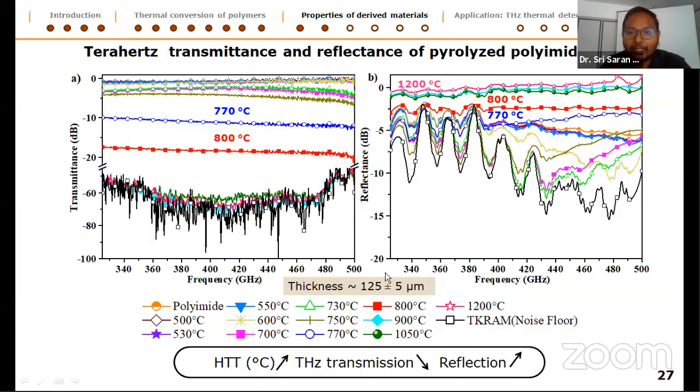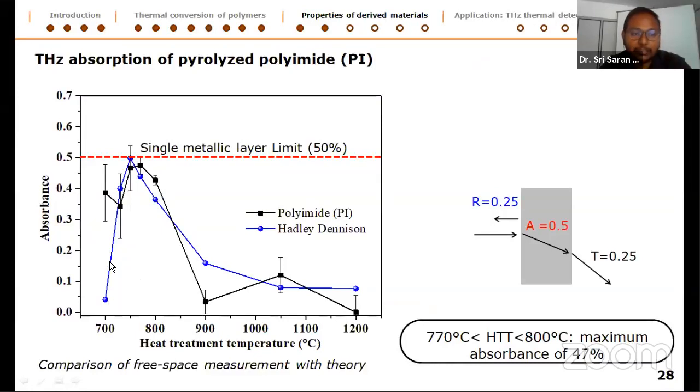Okay, so in the next slide, I compare this with the metallic limit, that is 50%. I explained at the start of my presentation, with the sheet resistance, how the absorption changes for metals. So similarly for the polyimide, you can see that it reached around 800 degrees C. We have the maximum absorption of 50%, that is the limit of metal absorption. So for sure, if you take organic polymer to reach the maximum absorption, you must have heat treatment at this temperature.